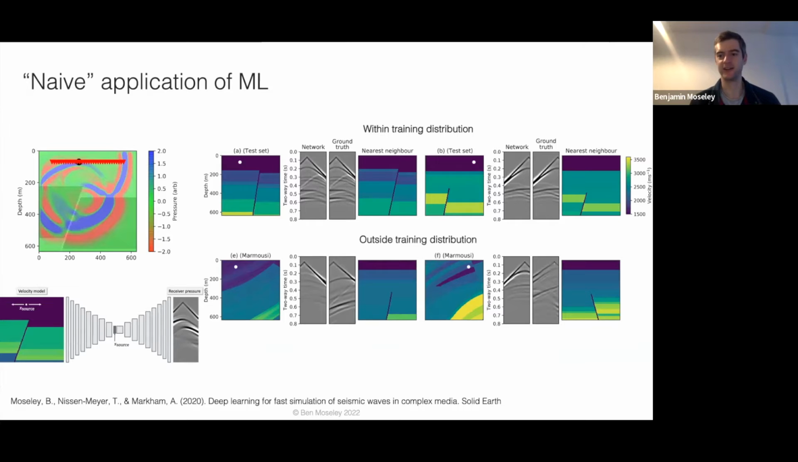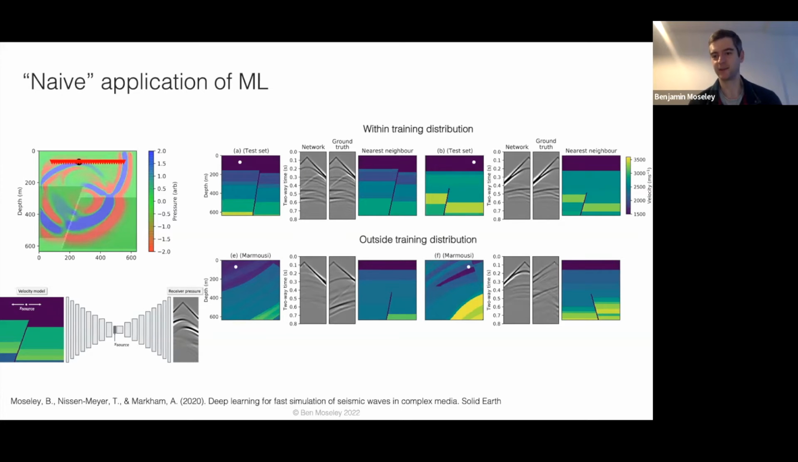So, for example, here the input to the network is a velocity model, and the output is the predicted pressure, or the predicted displacement of the Earth. Or pressure, actually, at a set of receivers on the surface of the Earth. And I just made millions of finite difference simulations to get this training data.